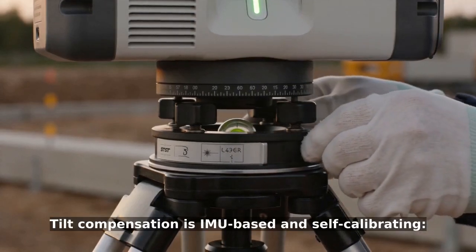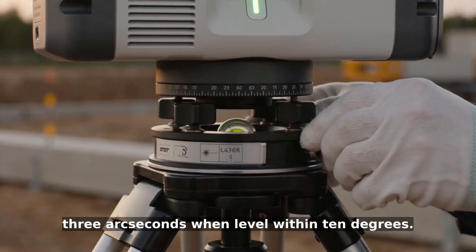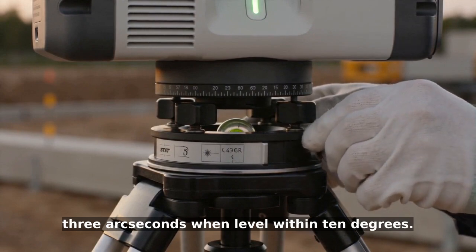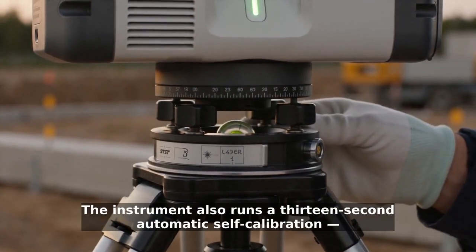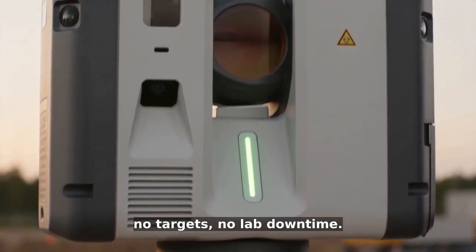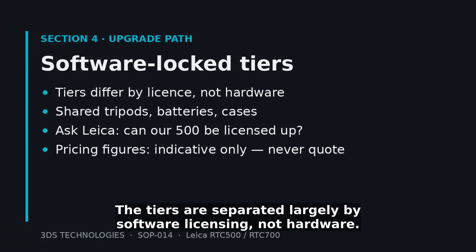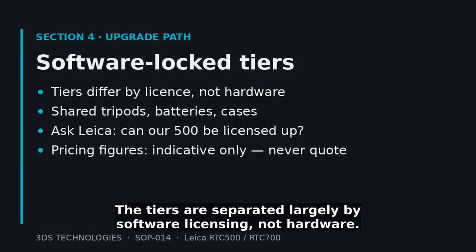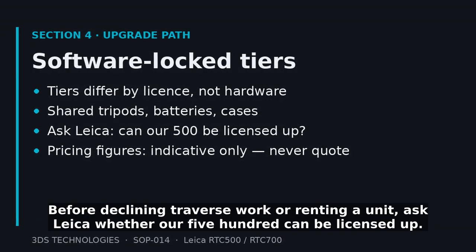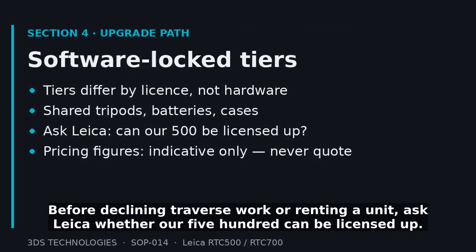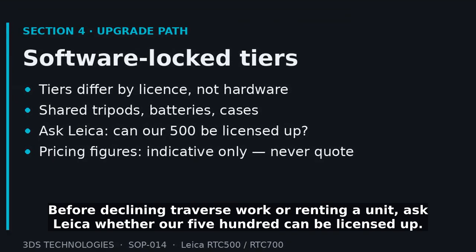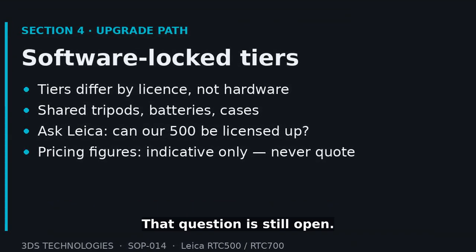Tilt compensation is IMU-based and self-calibrating, 3 arc seconds when level within 10 degrees. The instrument also runs a 13-second automatic self-calibration. No targets, no lab downtime. The tiers are separated largely by software licensing, not hardware. Before declining traverse work or renting a unit, ask Leica whether our 500 can be licensed up. That question is still open.